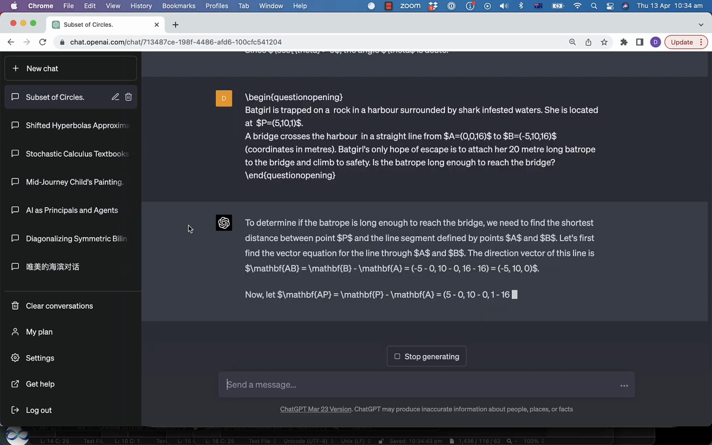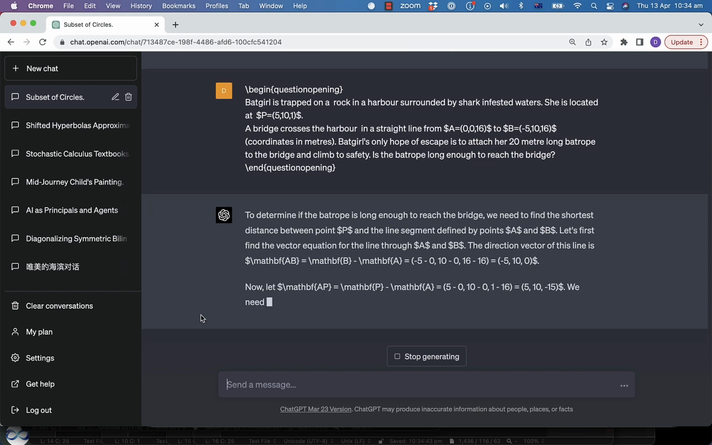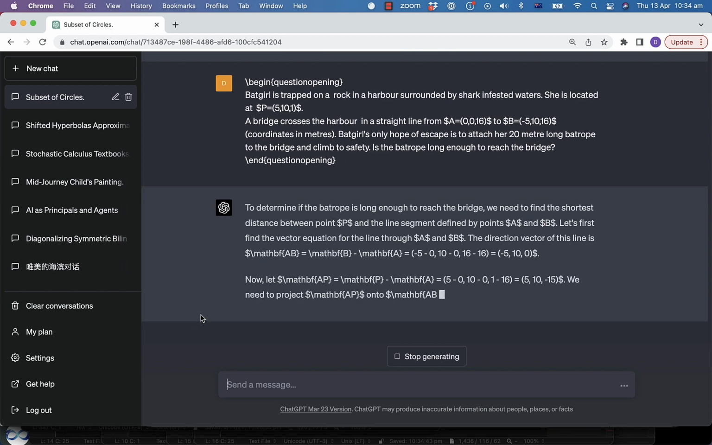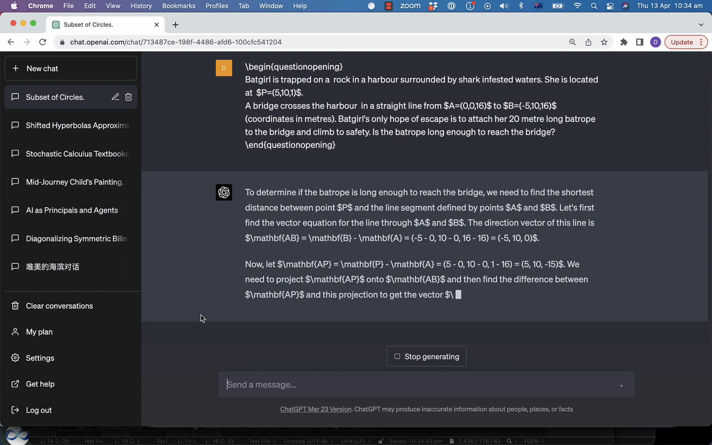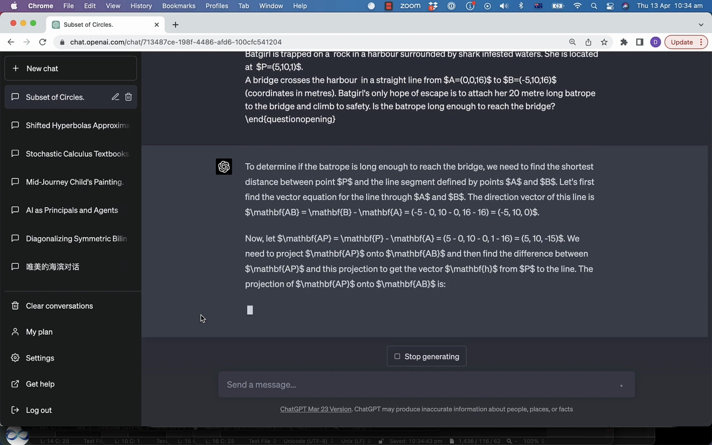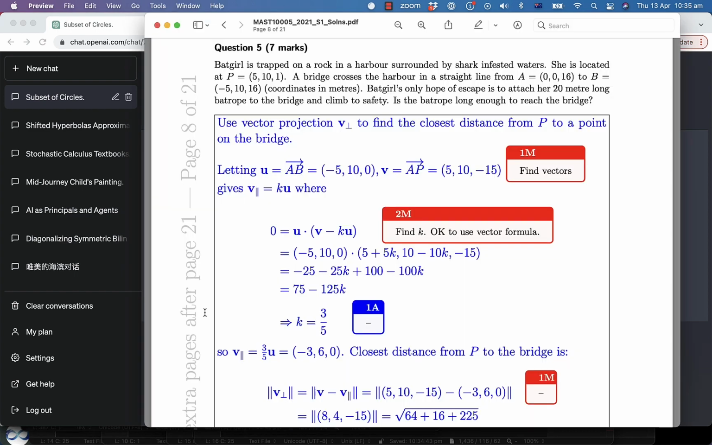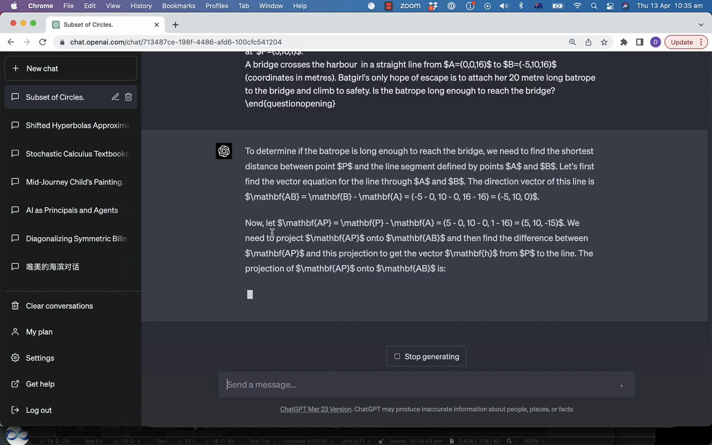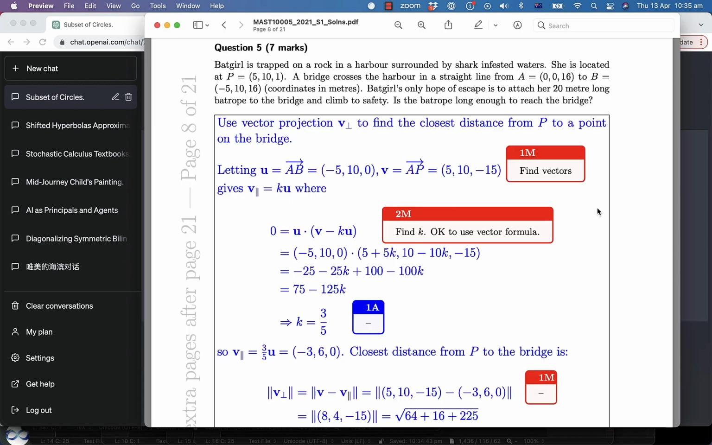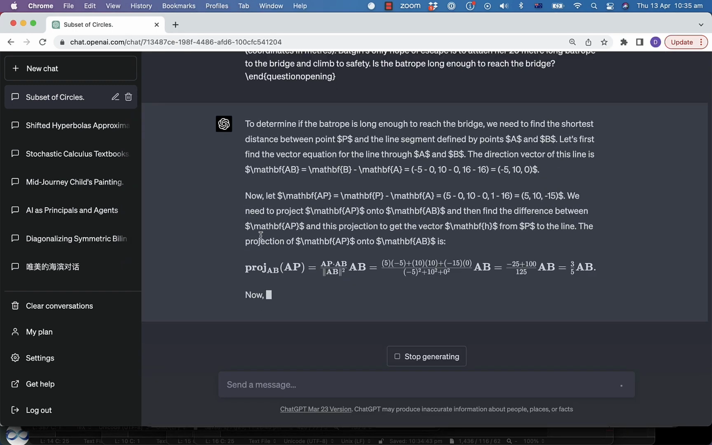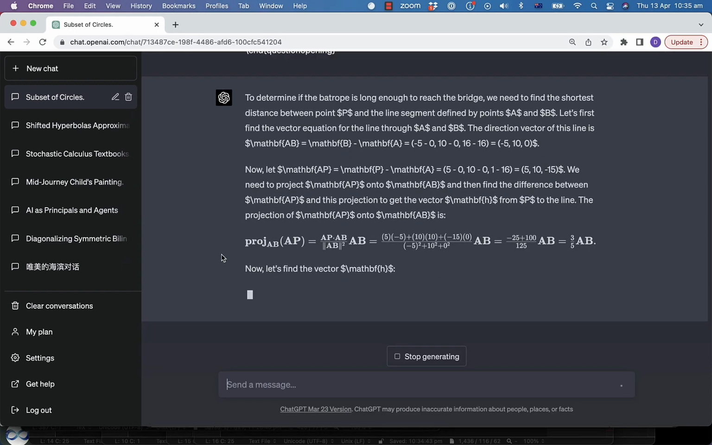Okay, well, does it actually understand the question? Shortest distance between the point P and the line segment defined by A and B. Find the vector equation for the line through A and B. Direction vector is AB, B minus A, minus 10, minus 5, 10. Oh no, yeah, that's right. Okay. AP, 5, 10, minus 15, yes. Need to project, blah, blah, blah.